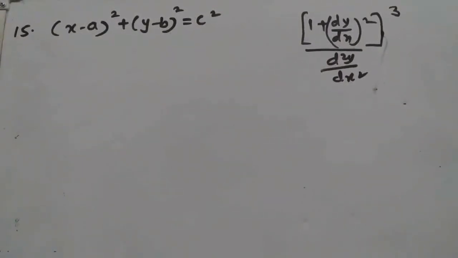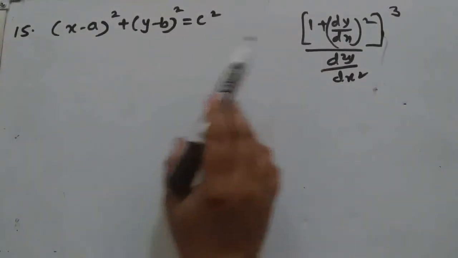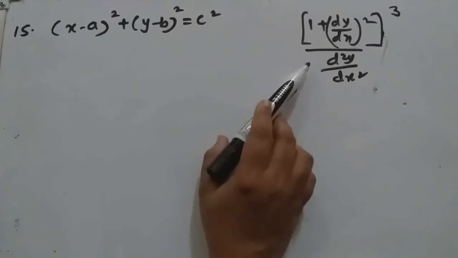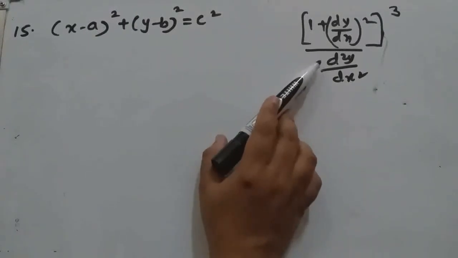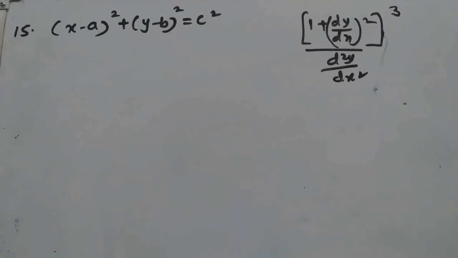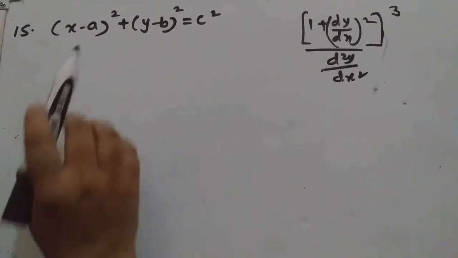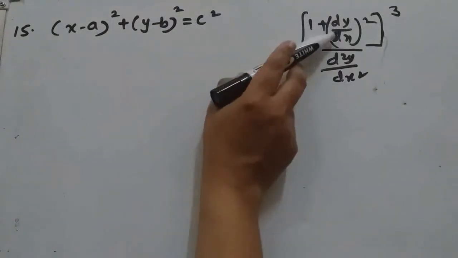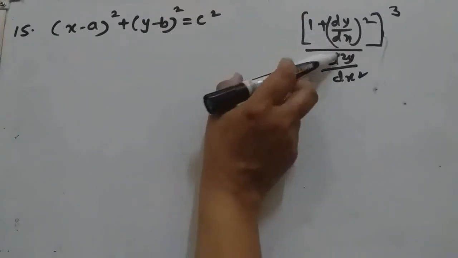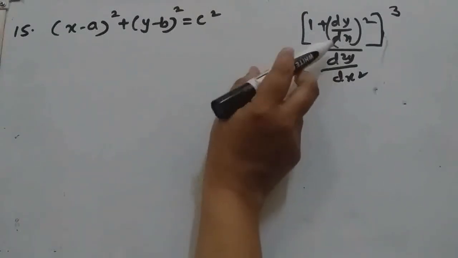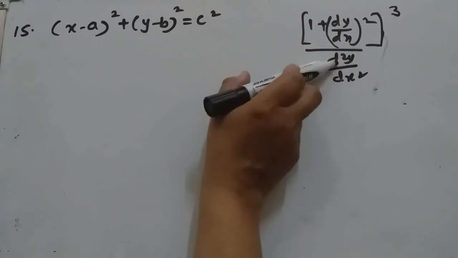Question number 15, this expression is given to us and we have to show or prove that the value of this expression is a constant and independent of a and b. Independent of a and b means a and b terms should not be there in the answer. Okay, so what we will do here: if we check, dy by dx term is there, d square y by dx square term is there, so we will find both values separately.